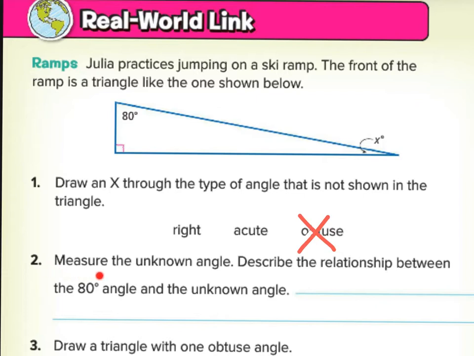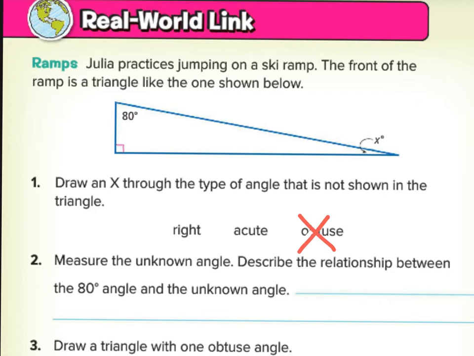Question 2. Measure the unknown angle. This is where you would use a protractor, and you align the bottom line of the protractor with the center of the protractor right here on where the two lines meet. Describe the relationship between the 80-degree angle and the unknown angle. Well, this angle right here plus this angle have to equal 90 degrees because this is a right angle triangle. So these two angles together have to equal 90 degrees.